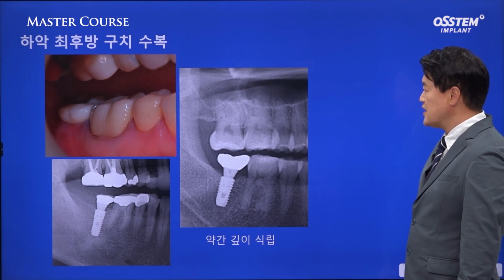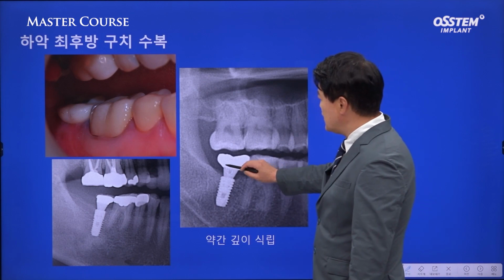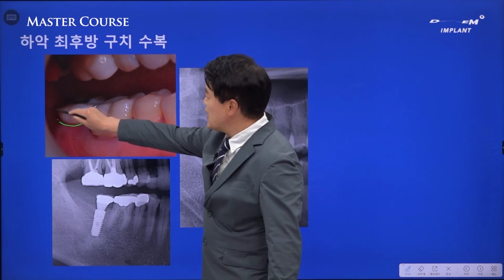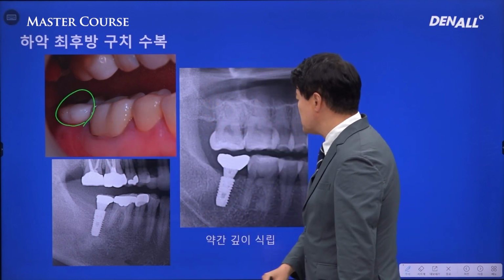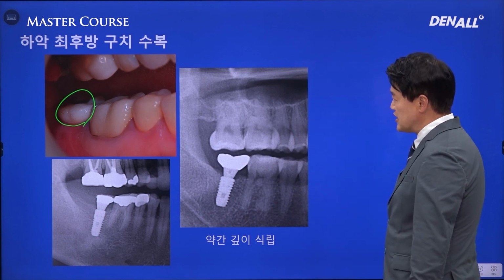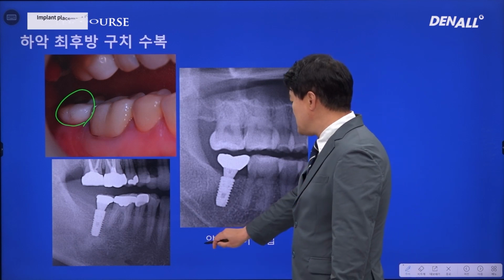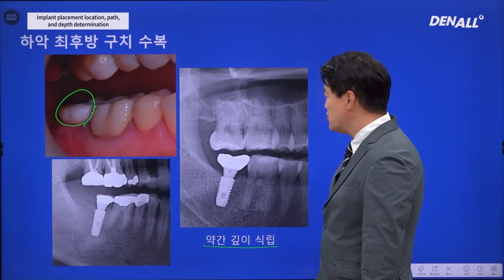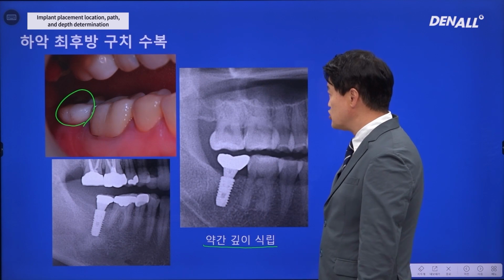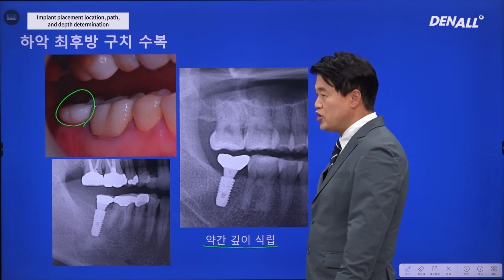From time to time, the space is not really available in the lower most posterior region. So this is a situation that can occur in the most posterior region in the mandible. Then a little deeper placement can ensure better spacing.